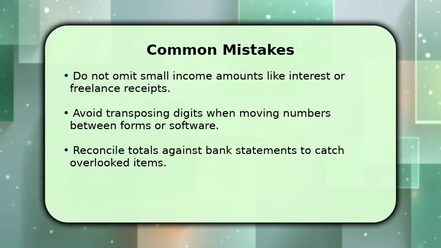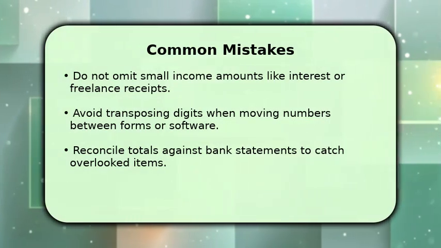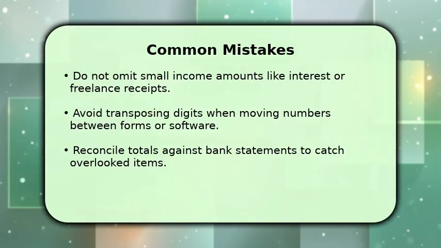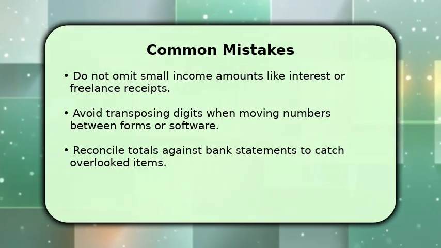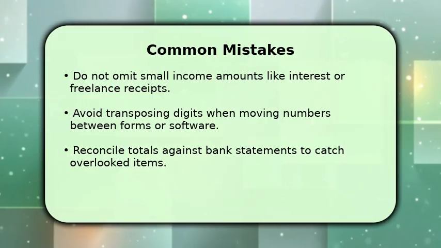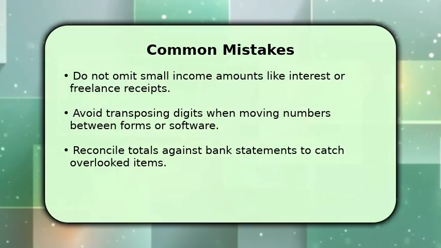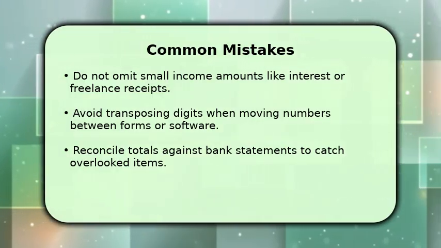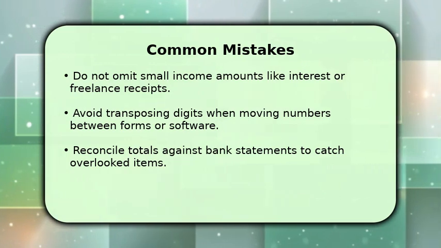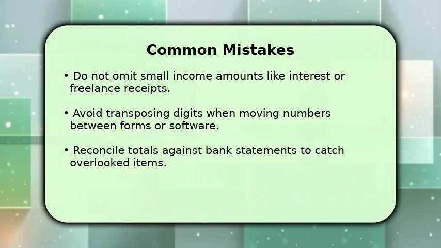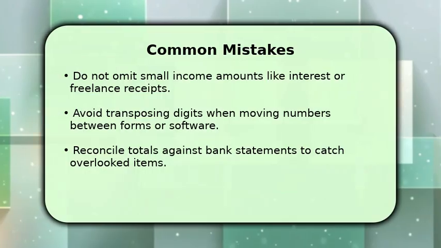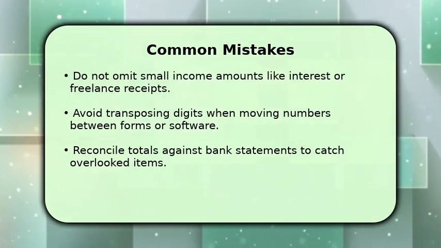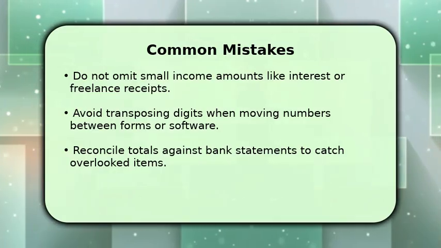Common mistakes on Schedule 2 often come from small overlooked income items and transcription errors. Review interest, freelance, and miscellaneous receipts to ensure nothing is omitted. Double-check each figure when moving numbers between forms or into tax software and reconcile totals with bank statements. Taking a few extra minutes now prevents audits and costly amendments later and keeps your return accurate and stress-free.